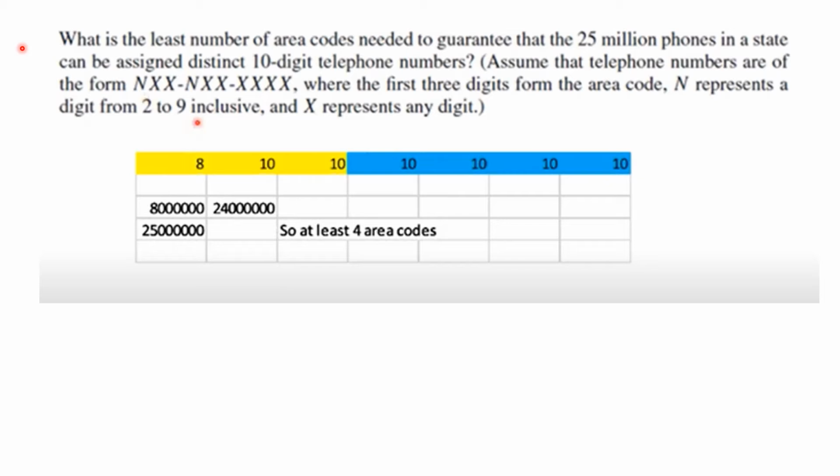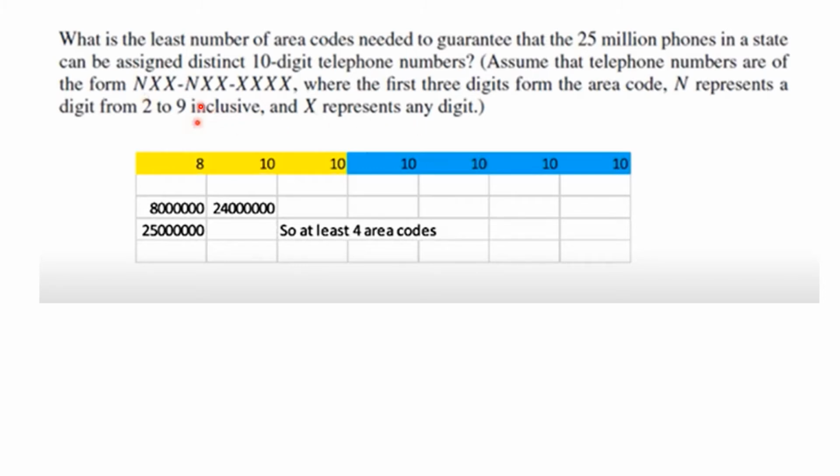Next question. What is the least number of area codes needed to guarantee that the 25 million phones in a state can be assigned distinct 10-digit phone numbers? And we assume that each telephone number is of the form NXX, that's the area code, NXX, that's the exchange number, and then XXXX, where the first 3 digits form the area code. N represents a digit from 2 to 9 inclusive, and X represents any digit.